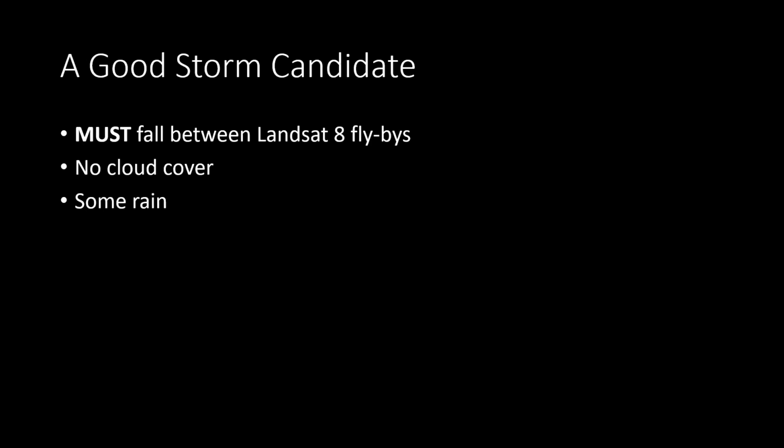In order to estimate the elevation of the snowline before and after a storm, first I had to find a good storm candidate. The ideal storm must be bracketed by Landsat 8 flybys, so I have imagery to work with. It should have little to no cloud cover so I can see the image, and there should be some lower elevation rainfall. I was a little worried this step would take me a long time, but I was lucky.